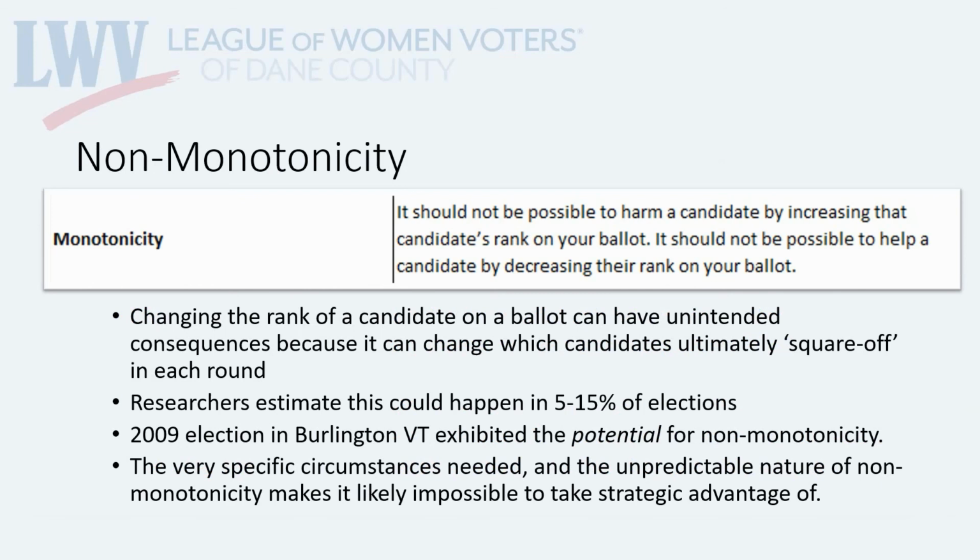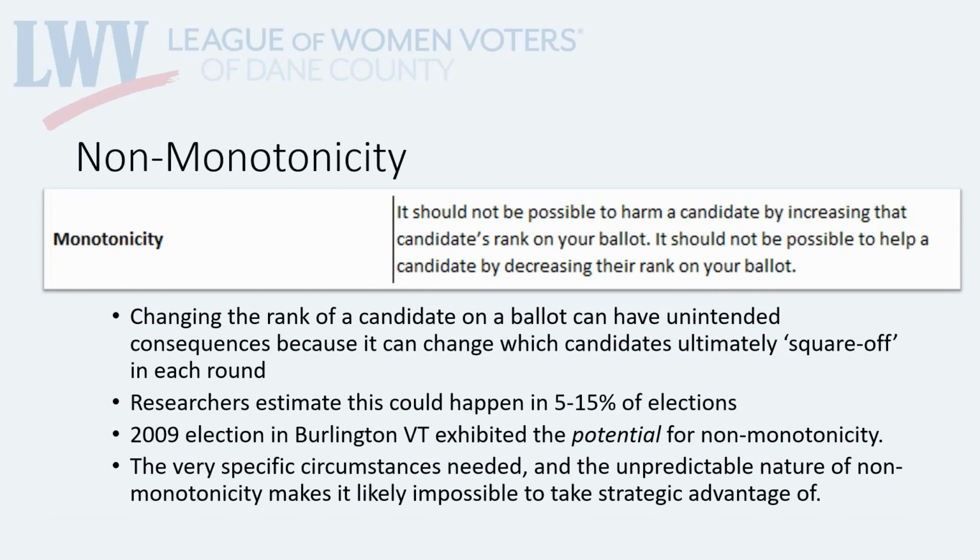There are cases where increasing a candidate's rank on one's ballot could have the unintended consequence of causing that candidate to lose. This happens because moving candidate rankings around on a ballot can change which candidates are eliminated in a round, and therefore change which candidates ultimately square off in the end. Researchers estimate that this could happen between 5 and 15% of the time. Critics point to the 2009 election in Burlington, Vermont as an example. This election exhibited the potential for non-monotonicity.